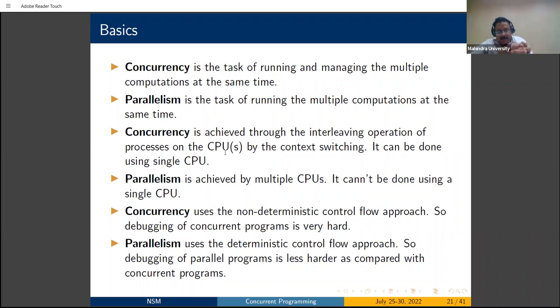Yes, it can be done using a single CPU. Parallelism is achieved by multiple CPUs. It cannot be done on a single CPU. That is one more difference between concurrency and parallelism.